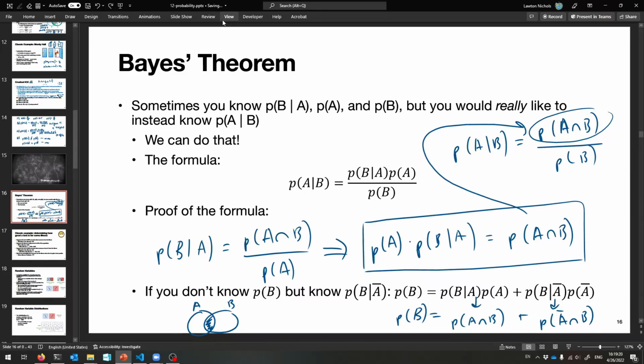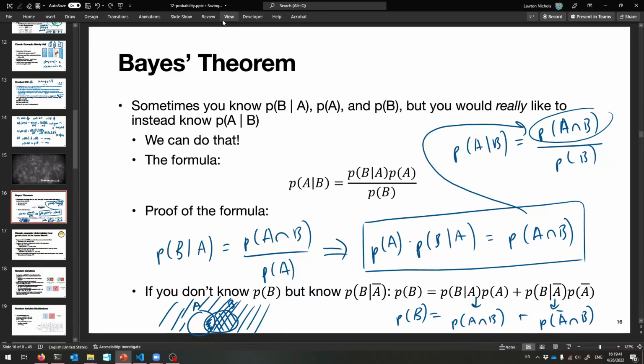Because what's A complement? It's everything in the universe that is not in A. So it's all this stuff, all of it. So that's everything, and then I just need to intersect that with B. You see that? That will give me this bit of everything that's in B but not in A. And together, those make all of B.